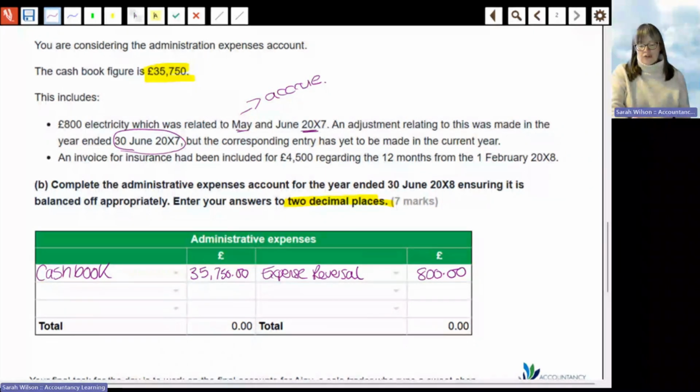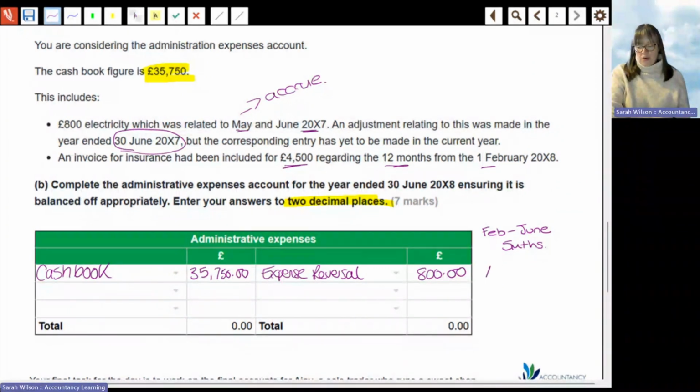An invoice for insurance had been included for £4,500 regarding the 12 months from the 1st of February 20x8. So we've got £4,500, 12 months from the 1st of February. So February to our June year end is 5 months. So we only want 5 months of that cost in the current financial year. The rest of it, so from July to January, we want to prepay so it sits in next year's accounts.